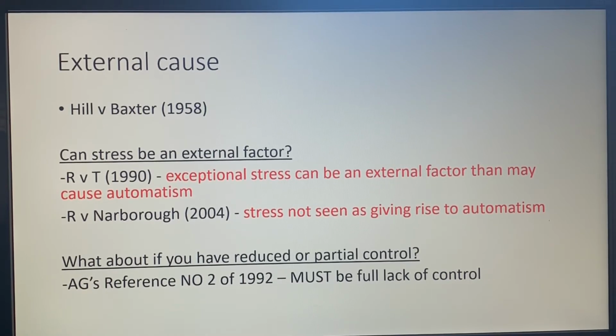In Harvey Narber, as you can see, 14 years later, he stabbed a man, and again he claimed he did it because he was suffering from PTSD due to childhood sexual abuse. In this case, the court said no, stress cannot be seen as giving rise to automatism. They were really hard line on it. So you can see some conflicting cases there.